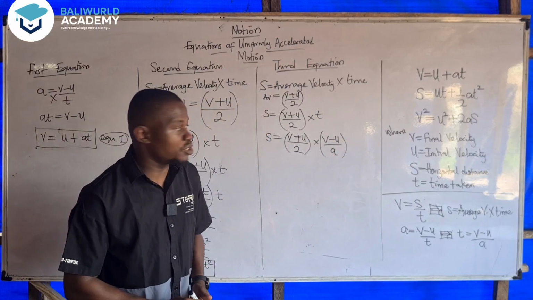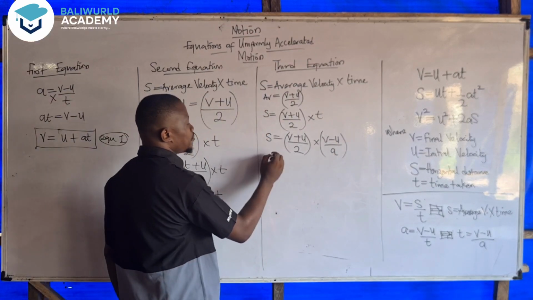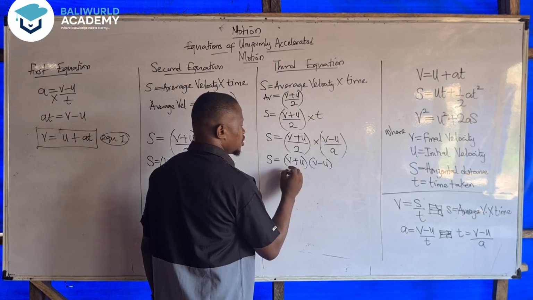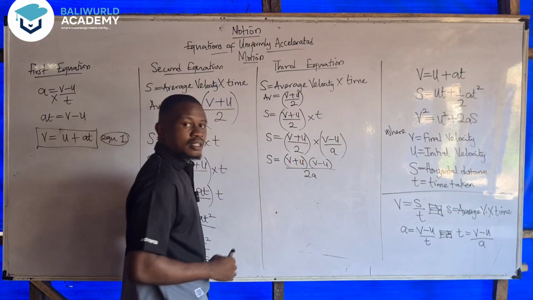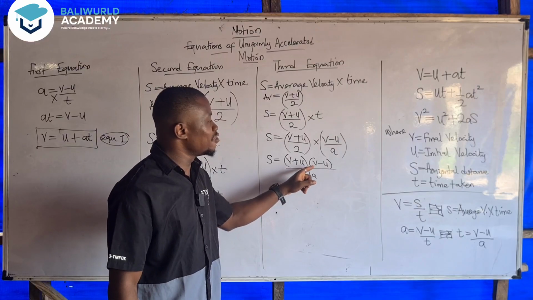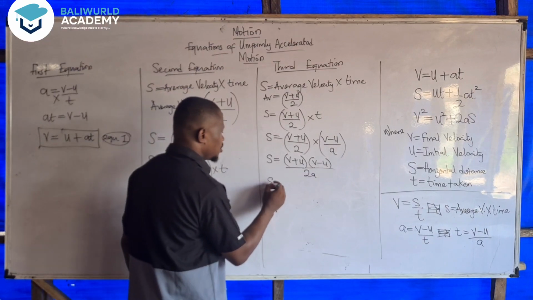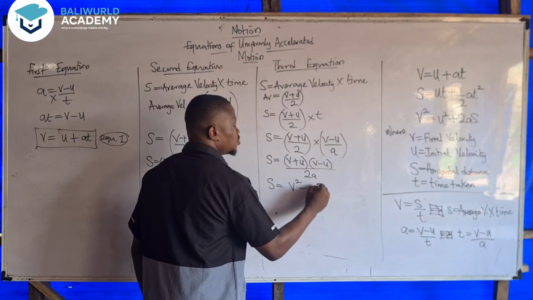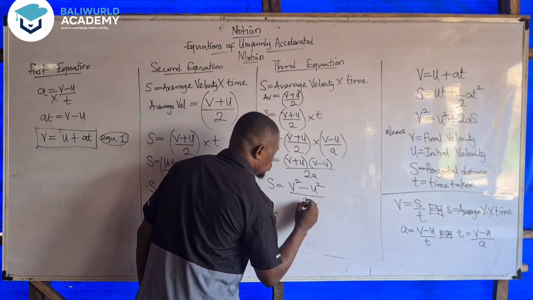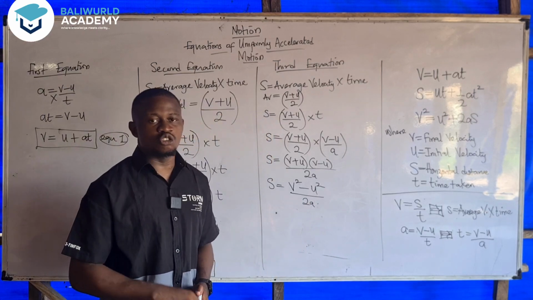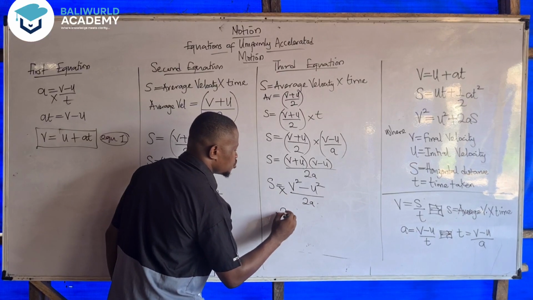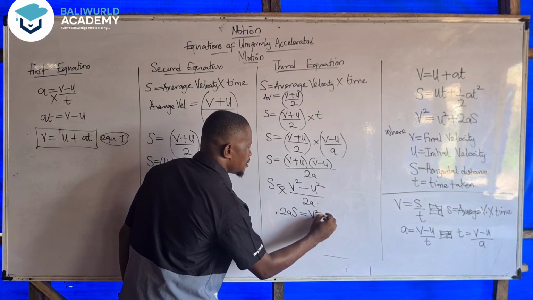Now that we have such an equation, what we're going to do is just open up the bracket. When we open up the bracket, we have s equals v plus u multiplied by v minus u, divided by 2 times a, which will give you 2a. If you understand the concept of difference of two squares, you will know that when you have v plus u, v minus u, it becomes v square minus u square. That is what we call difference of two squares. Now divide by 2a. Now cross multiply and make v square the subject of the formula. What do you have when you cross multiply? 2a multiplied by s gives you 2as equals v square minus u square.